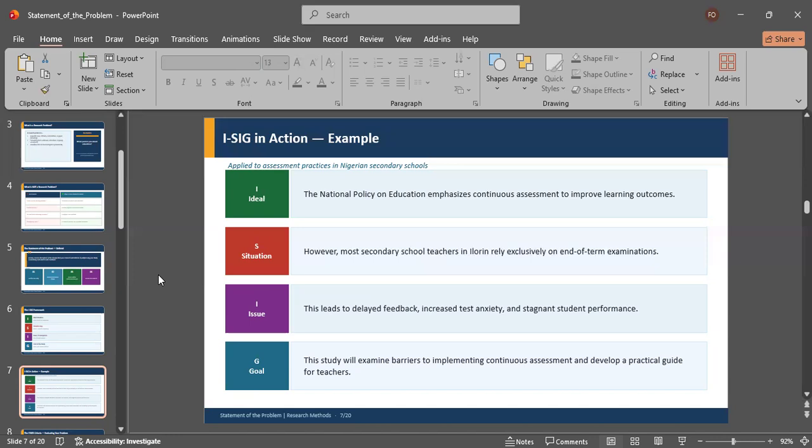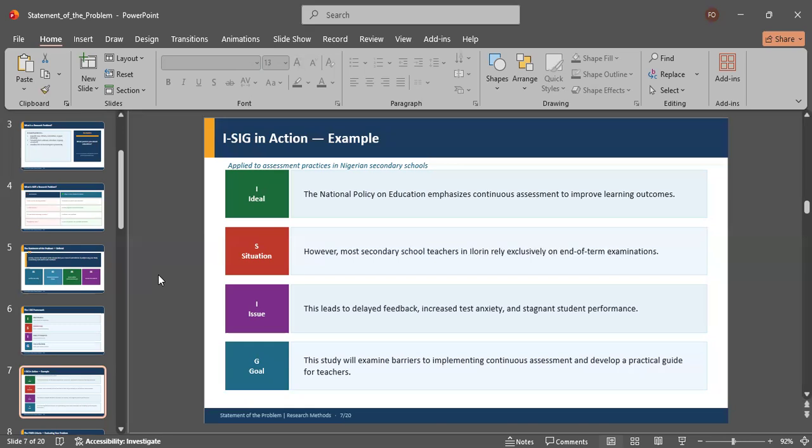However, most secondary school teachers in Ilorin rely exclusively on end of term examinations. Now, you can see there's a problem. The National Policy on Education says there should be continuous assessment to improve learning outcome, right? That's what should be happening. The policy says there should be continuous assessment. That means there should be tests, exams, regular and continuous. Even after every class, there should be an assessment to assess what you have done so far.